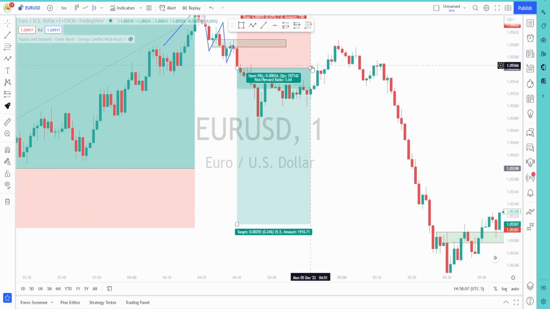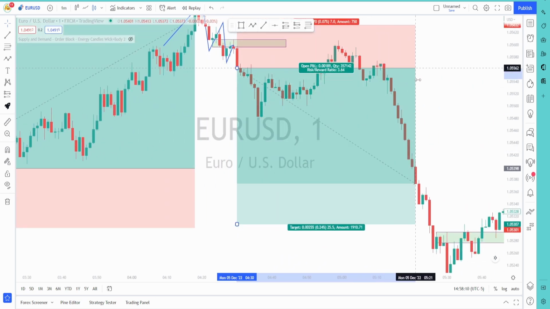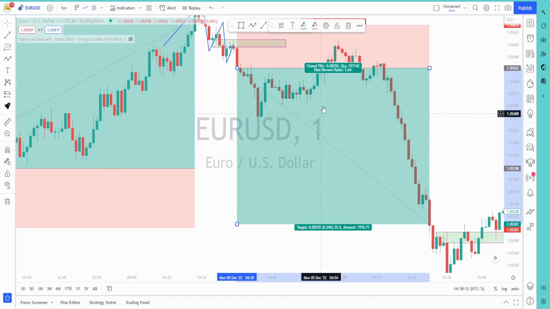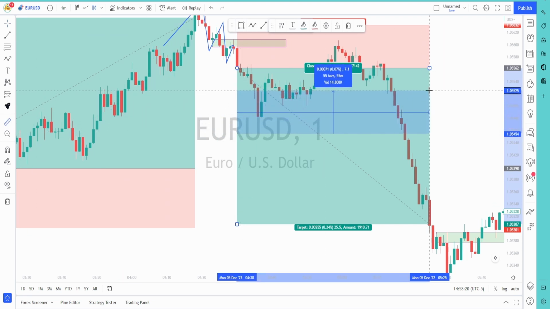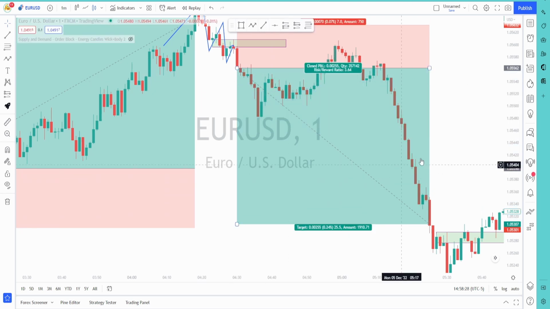And if we go across here, you can see how that played out. A risk to reward of 3.64. And this trade was a 55-minute trade, so less than an hour.